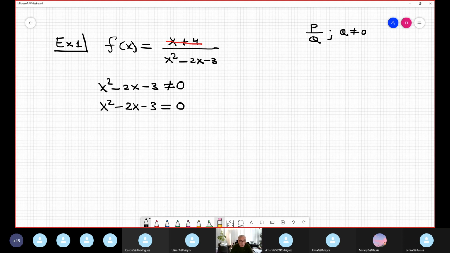This equation you can solve by the quadratic formula, or in this case, I suppose it's much easier and quicker by factorization, because the combination is 3 and 1. 3 times 1 is 3, and 3 minus 1 is 2. What sign? Negative 3 and positive 1. Do you see that? Or do you prefer using the quadratic formula? Okay, factorization is fine.